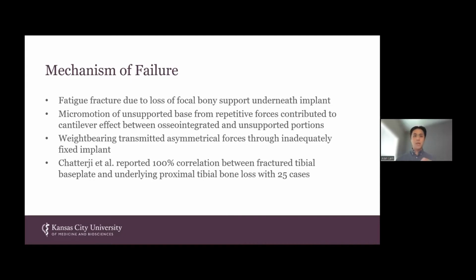Looking back at the literature in 2005, Dr. Chatterjee et al. actually found 100% correlation between the fractured tibial components, cemented and cementless, might I add. And that was a direct correlation with the lack of proximal tibial bony support, which I thought was an interesting finding.